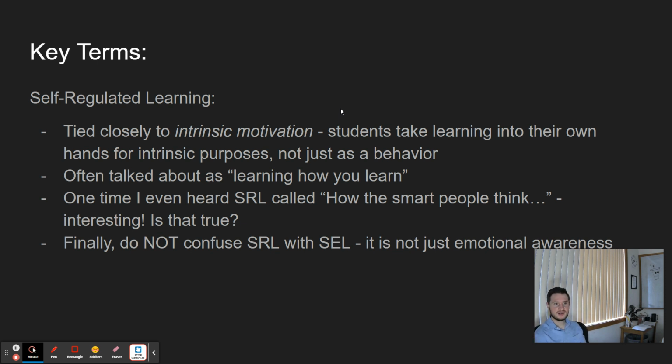So yeah, and then finally, we're going to talk about SEL as well, which is social emotional learning. Don't confuse SRL with SEL. SEL, socio emotional learning, is a branch of SRL, self-regulated learning. They're very easy to confuse, and not just because the letters are similar. Actually, some people just think SEL and SRL are the same thing. They are not. We'll get into that though.